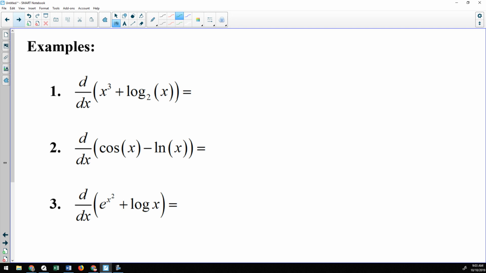So let's do a few quick examples. Here we're doing the derivative of x cubed plus log base 2 of x. The derivative of x cubed is 3x squared, and then here's the new part: the derivative of log base 2 of x is 1 over x, and then you multiply the denominator by the natural log of whatever the base of that log is.